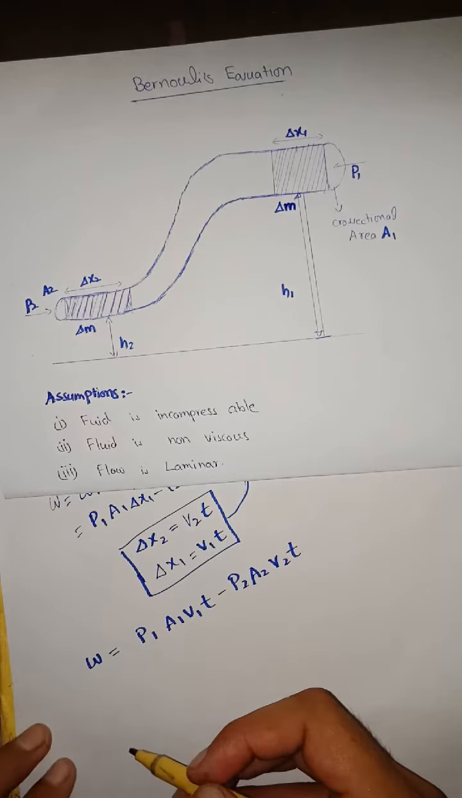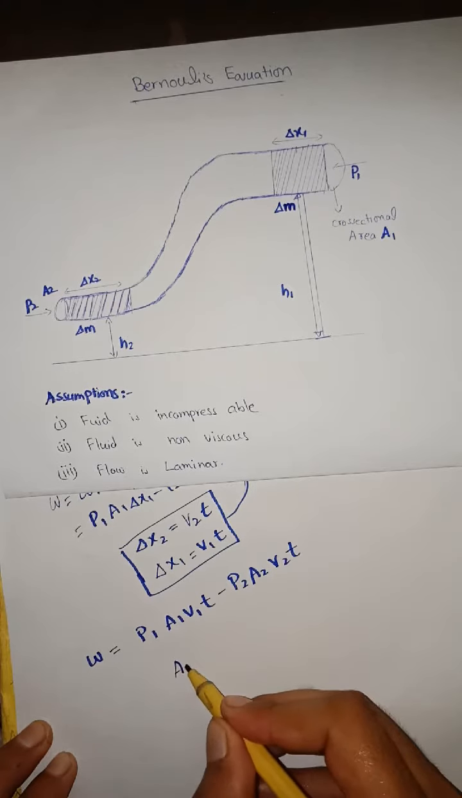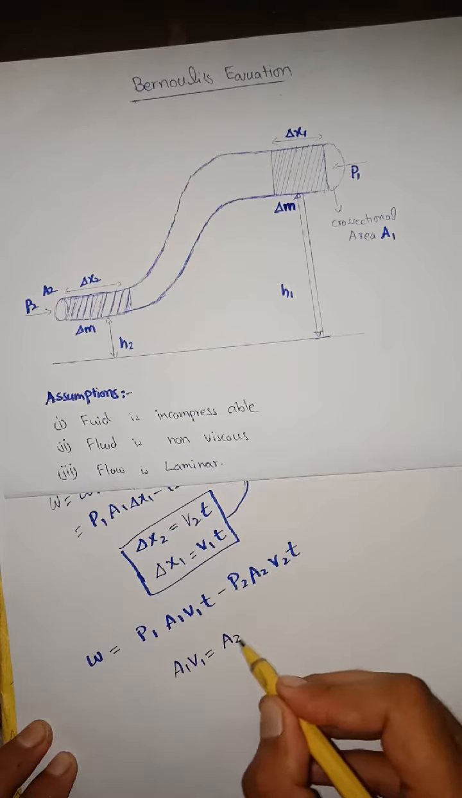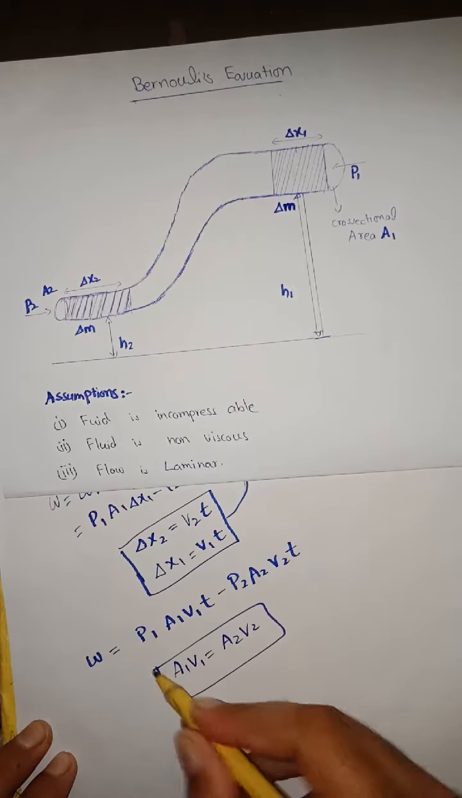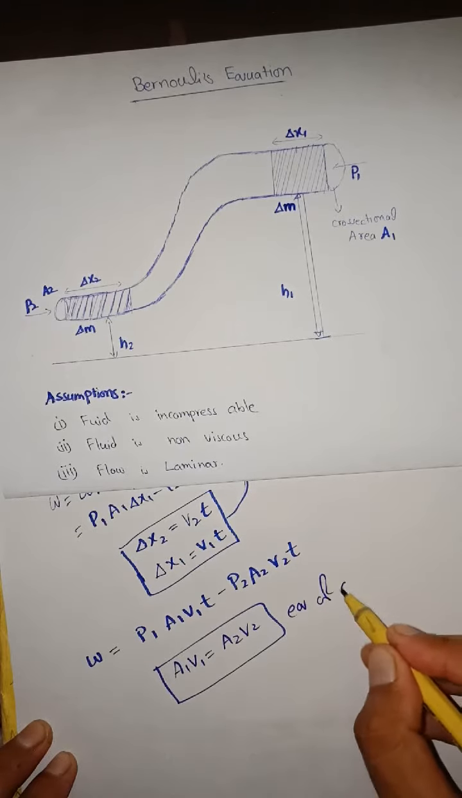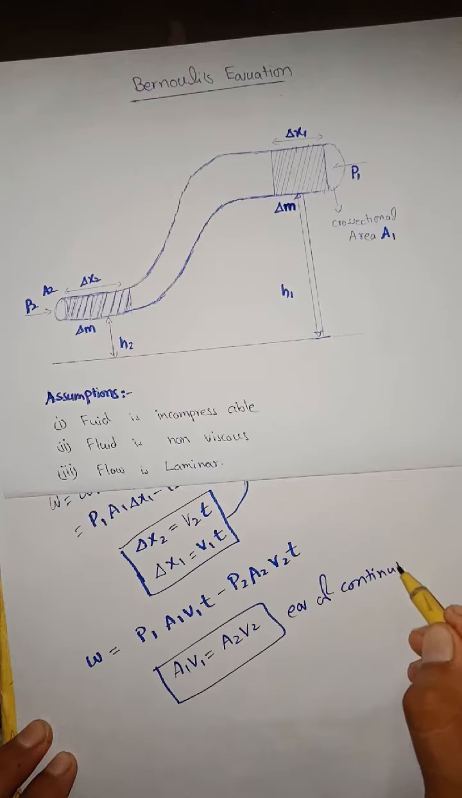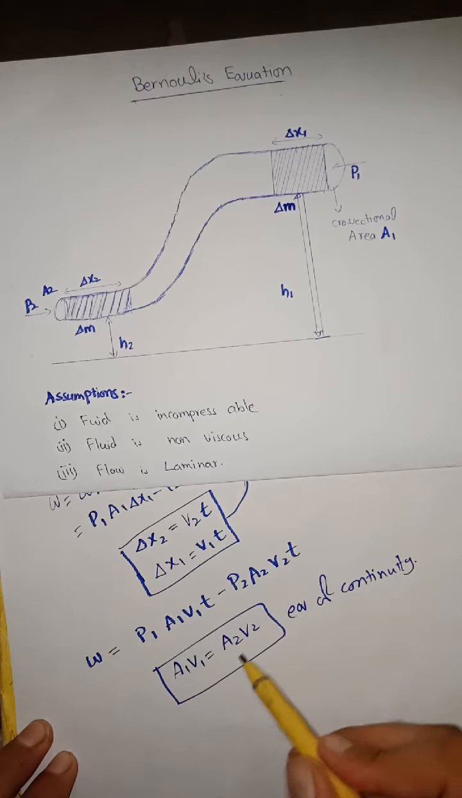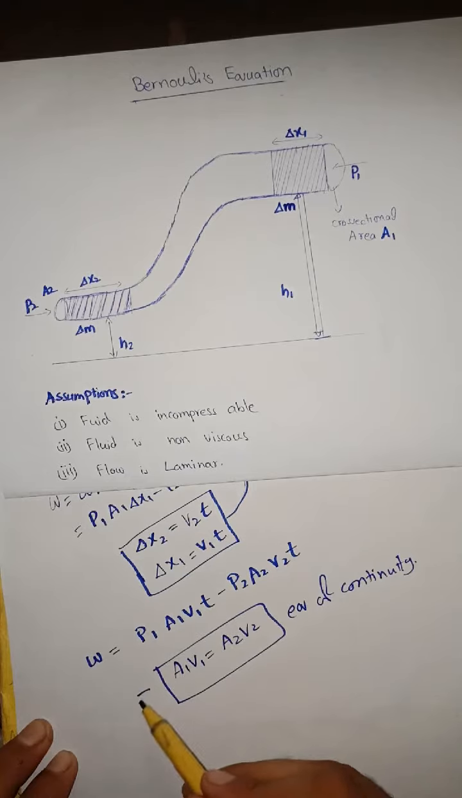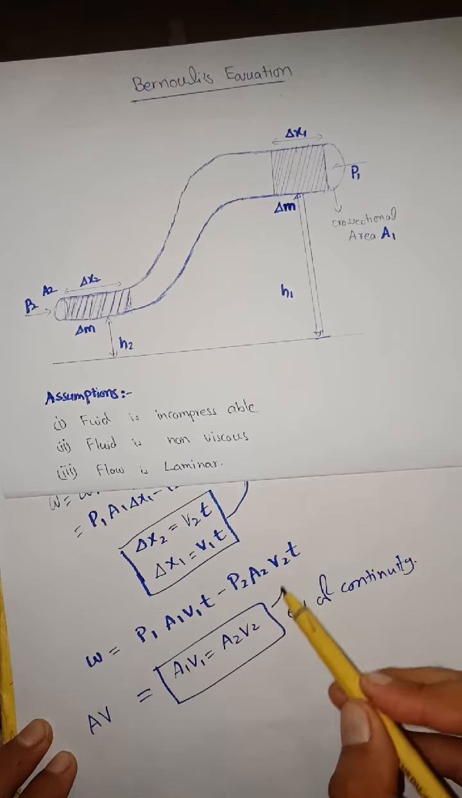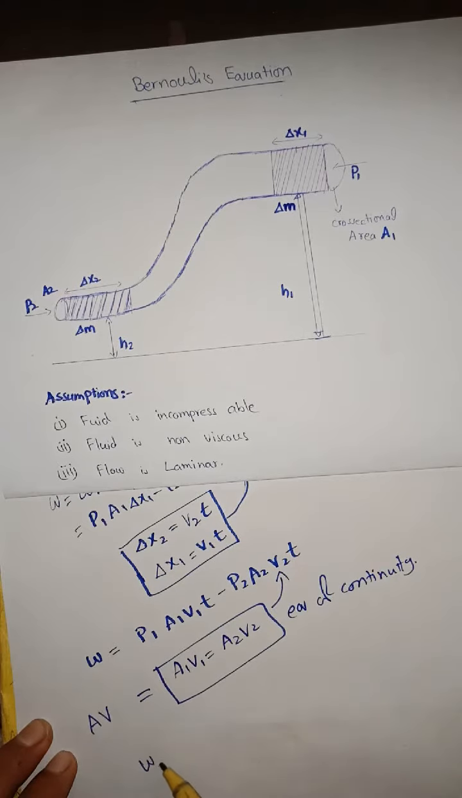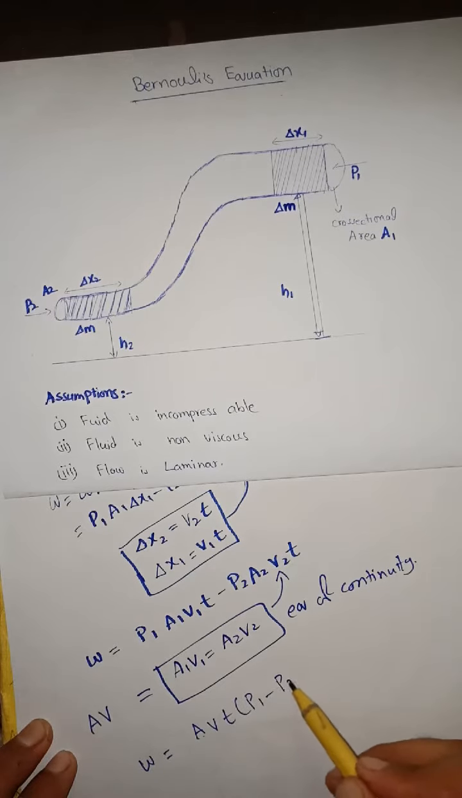From the equation of continuity, we all know that A1 v1 is equal to A2 v2. This is the equation of continuity, and if they both are equal, we can assume them equal to another value that we may call Av. Put this value in the above equation, we will get W is equal to A v t into P1 minus P2.